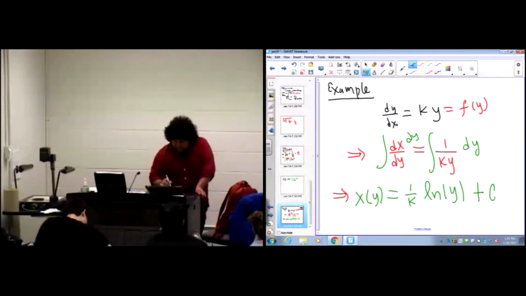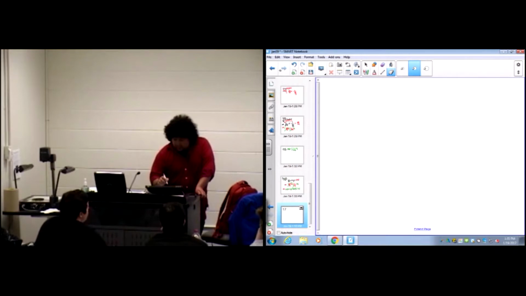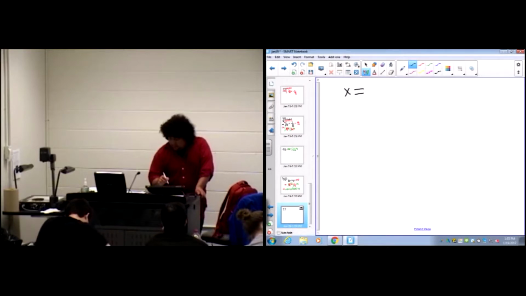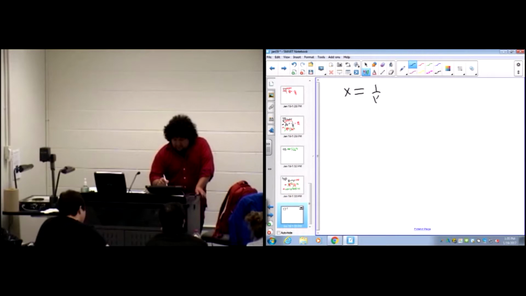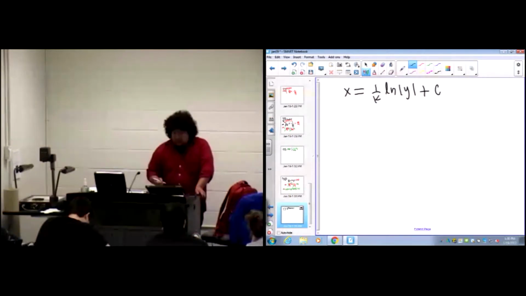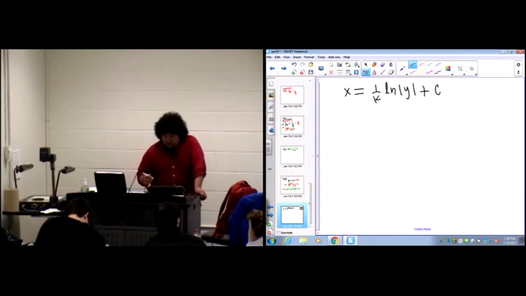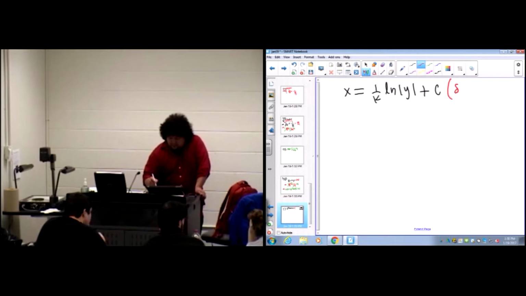So here, in other words, here we have x. Let me continue this. So we have x is 1 over k times natural log of y plus some constant c. Okay? But what we need to do now is solve for y.